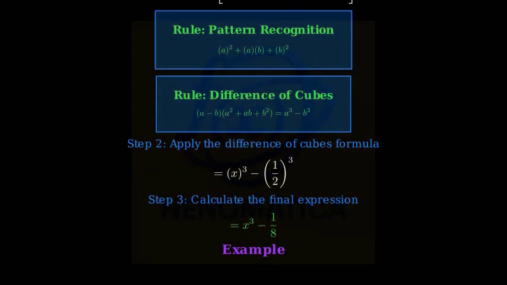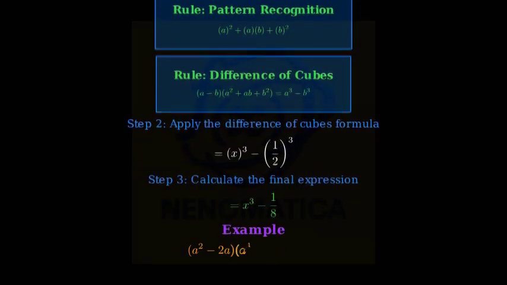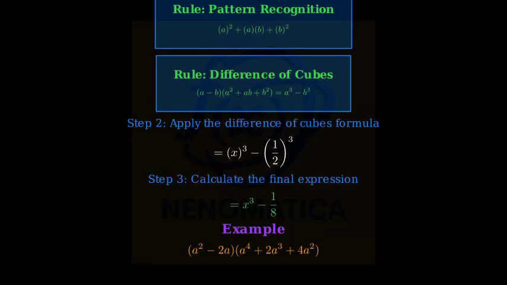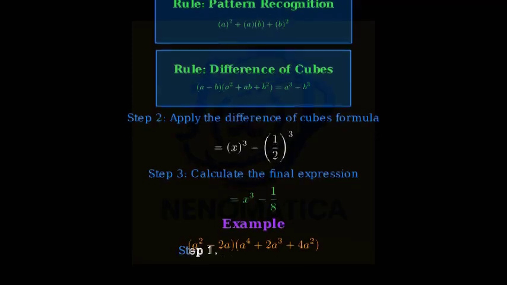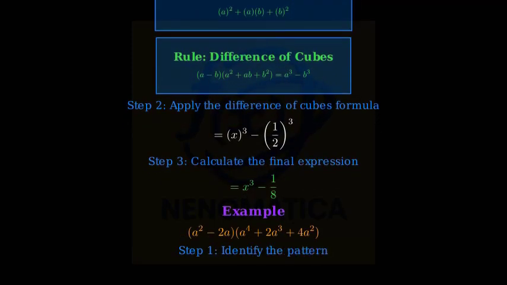Now, let's look at our second example. This time, we need to solve the expression (a squared minus 2a) times the quantity (a to the 4th plus 2a cubed plus 4a squared). Let's analyze this expression. Following the same approach as our previous example, we'll try to match it to the difference of cubes formula pattern.